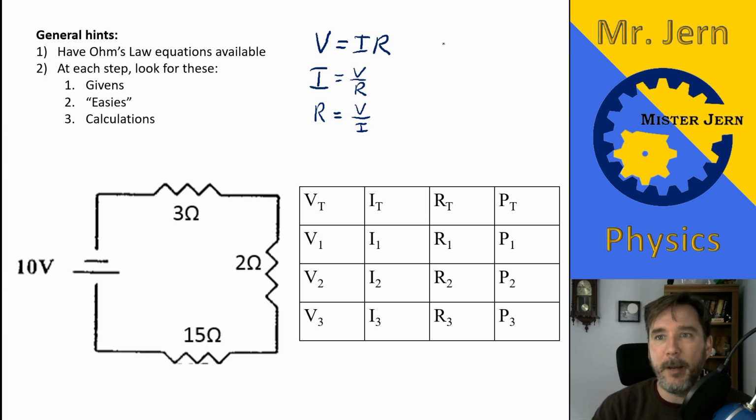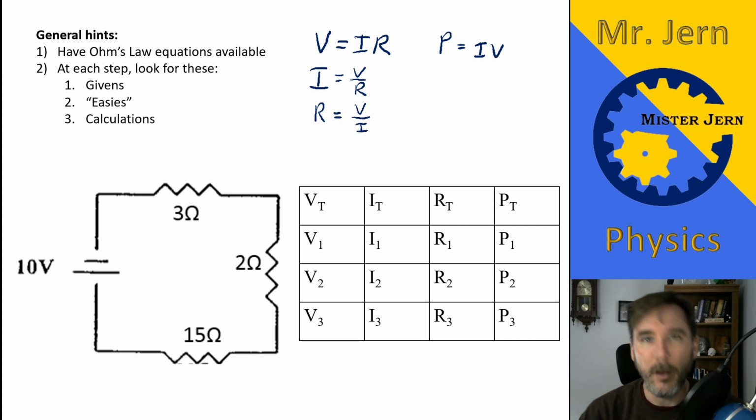There's also P equals I times V. We'll get to that later, but that'll be for our last column over here. Power is current times voltage. So that's general hint number one. Then basically we need to fill in all these blanks here. What I like to do is pretty much what I have right here, just follow these.